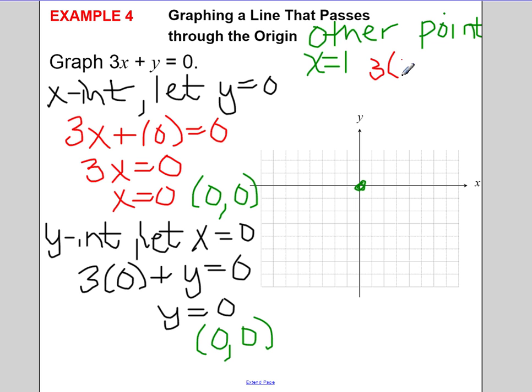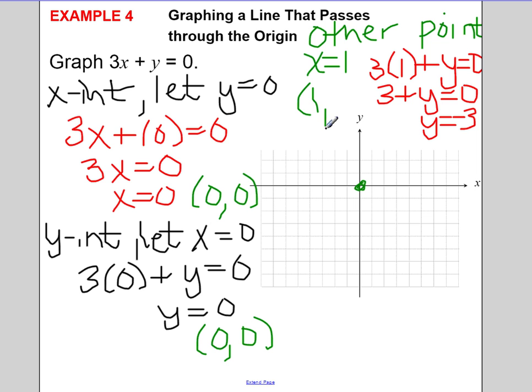I get 3 times 1. I'm replacing the x in the original equation with 1, plus y is equal to 0. When I simplify the equation, I get 3 plus y equals 0, and then by subtracting 3 from both sides, we get y equals -3. So this means that the other point, when x is equal to 1, y is equal to -3. And I'm going to find that point on the graph paper. Now that I have those 2 points, I'm going to connect them with a nice straight line.